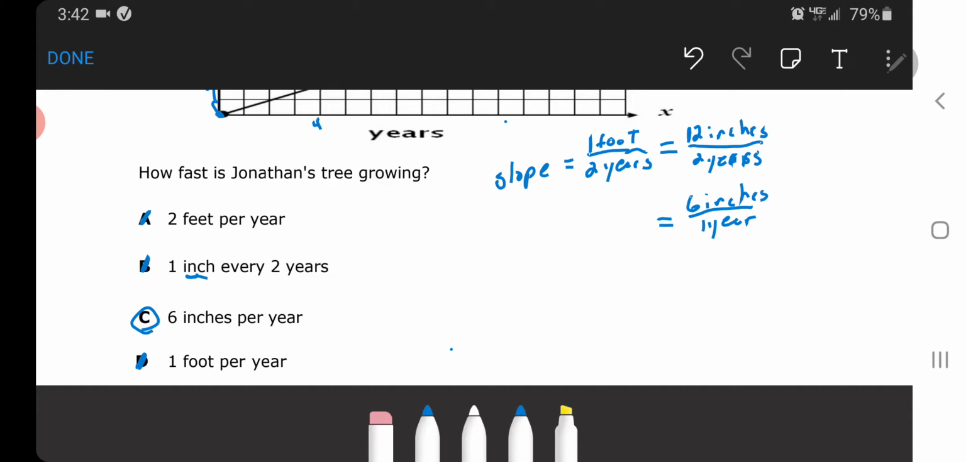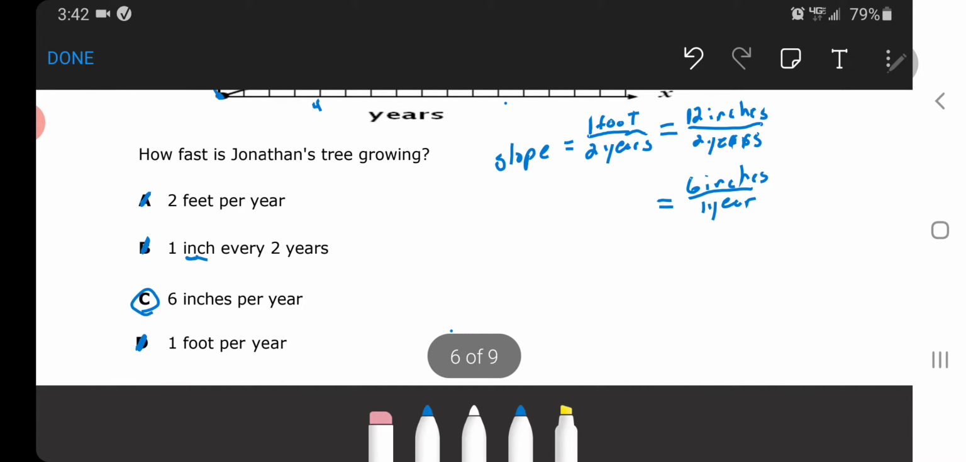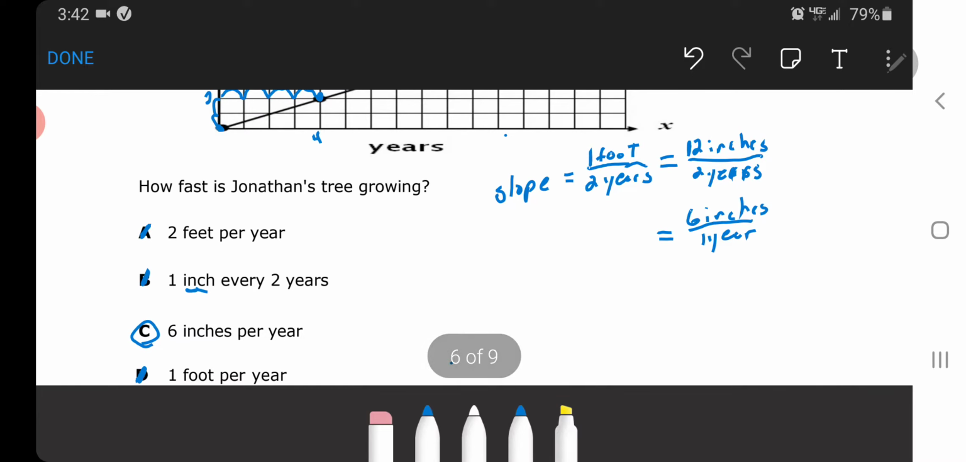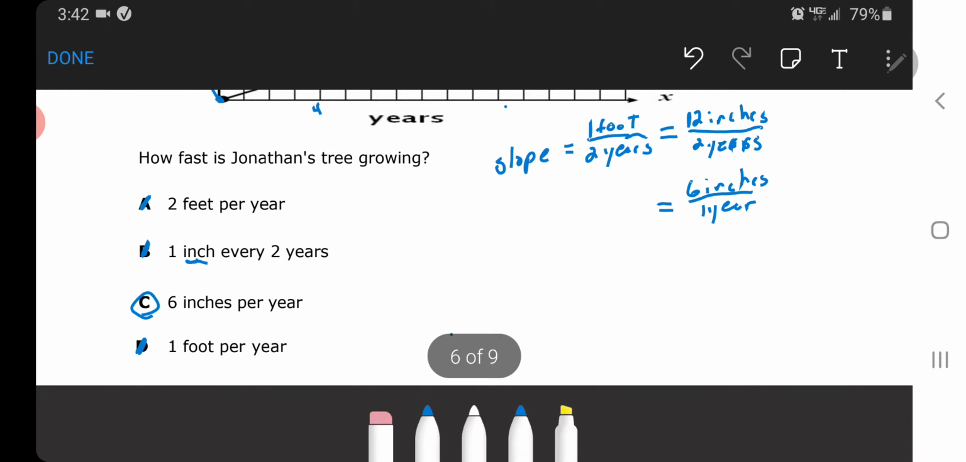Give y'all a second to sink that in. Hopefully y'all understand that. With graphs, it's really easy. Just do the rise over run. You could do change in y over change in x, y2 minus y1 over x2 minus x1. It's all pretty much the same at the end of the day.